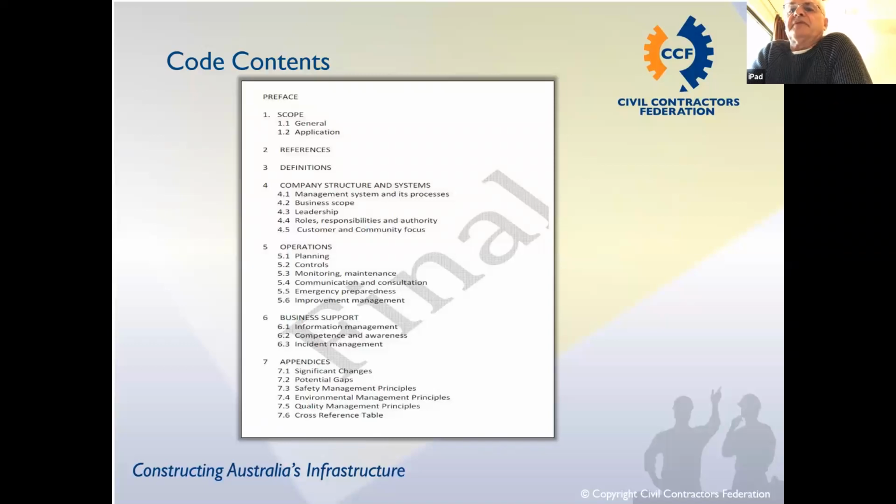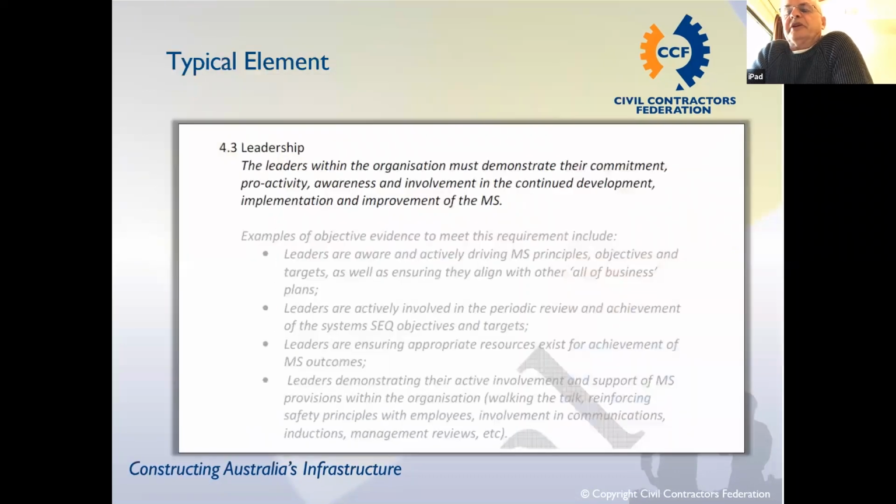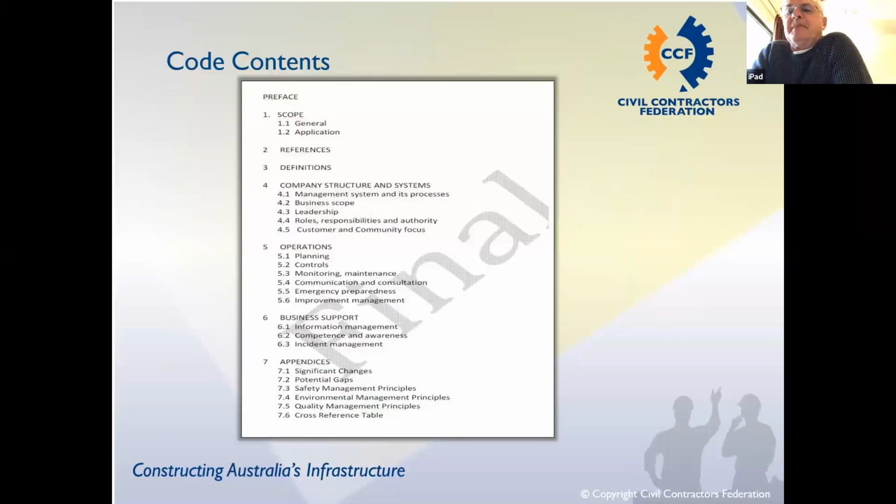It just talks about references, definitions. And then you start at 4, which is really where the code is. If you can go back, Melissa, you're a bit quick there. You can see the sort of structure. It goes company structure and systems. In the various headings, you've got operations, business support that you need to have to be able to do those 2 functions. And then there's a number of appendices down the bottom, which we'll try and cover as best we can near the end. So that's the main elements.